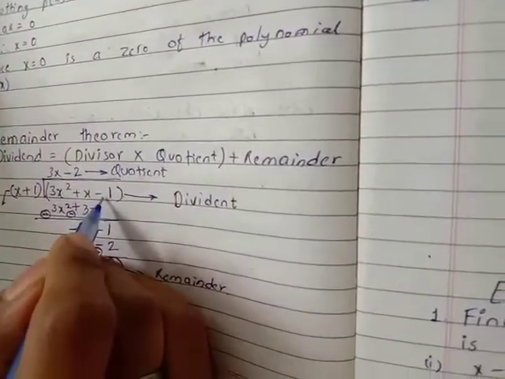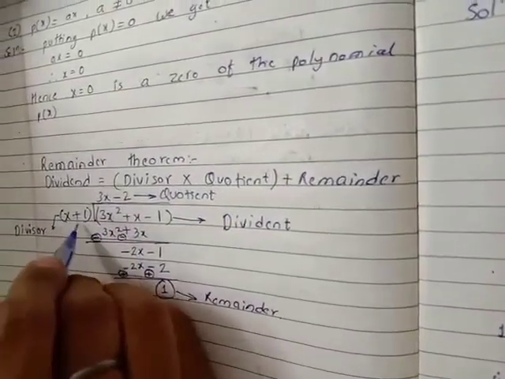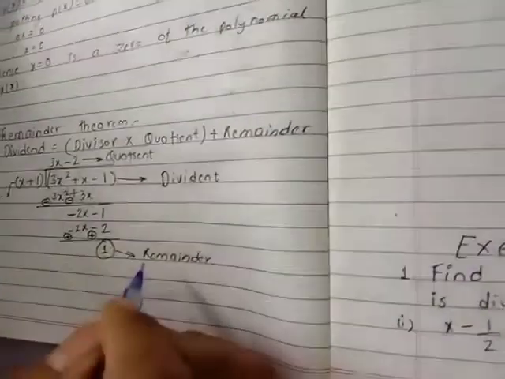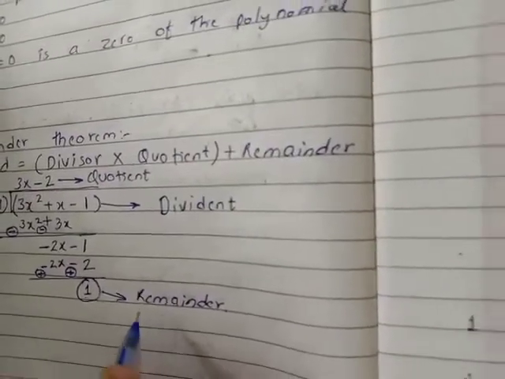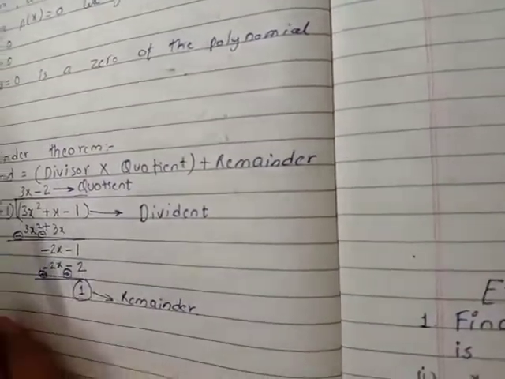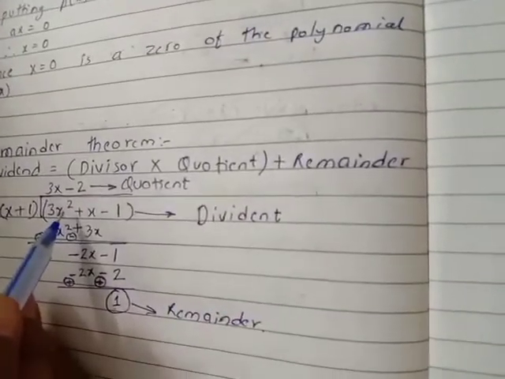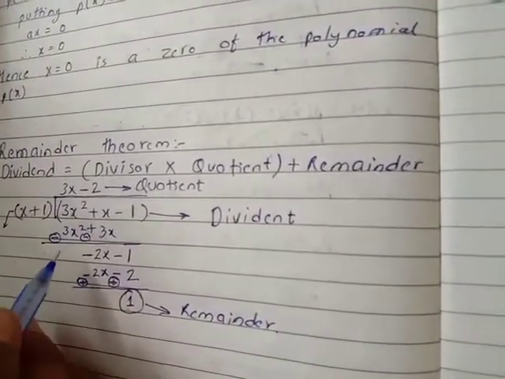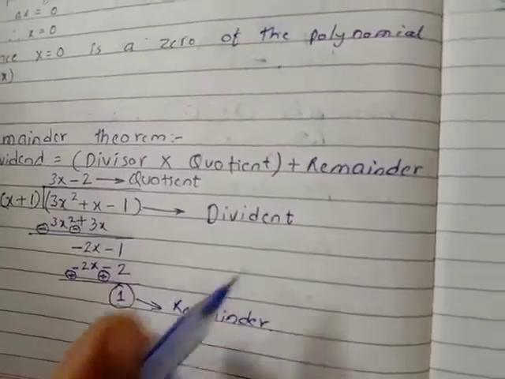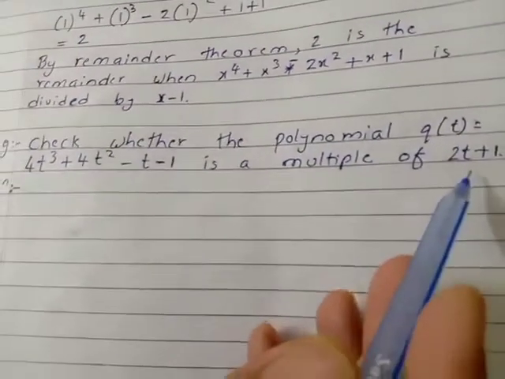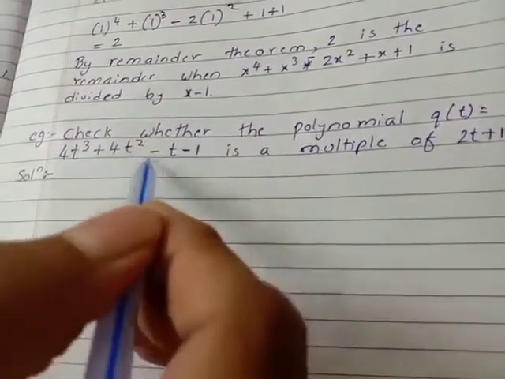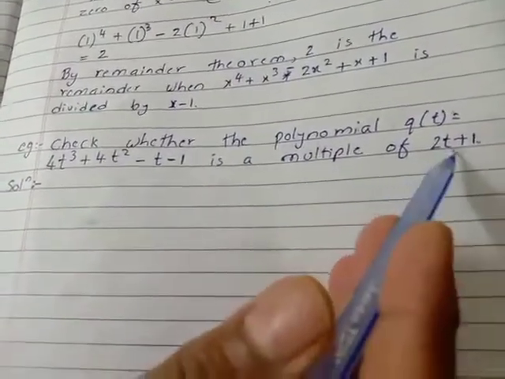If you put it as a dividend, and what would be the divisor? In place of x plus 1, if you put 2t plus 1, and if the remainder is 0, then you can say that this is a multiple of this. Here the remainder is not 0. Now let's see in this case whether the remainder is 0. So we can say that this is a multiple of this. Let's try to solve it.